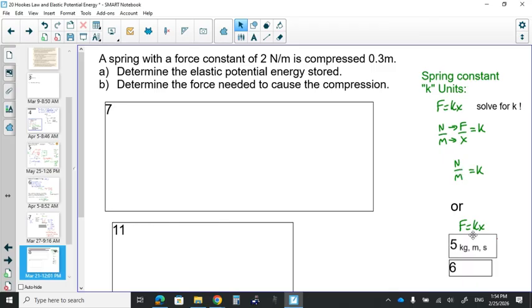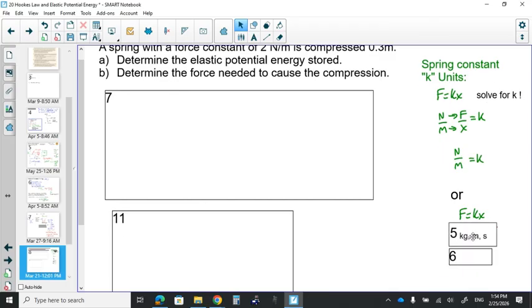If you're looking at this in a different way, just in terms of kilograms, meters and seconds, newtons is kilograms meters per second squared, and you're dividing out meters. So that force constant actually could just be kilograms per second squared, which seems really odd. Newtons per meter is much, much more understandable.